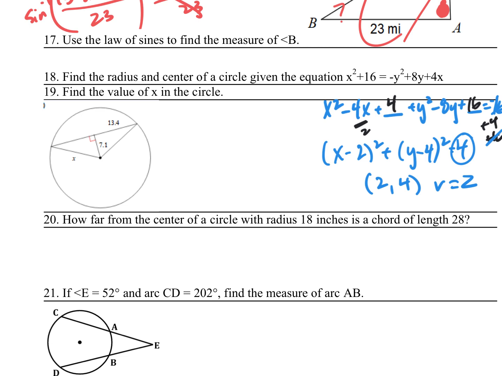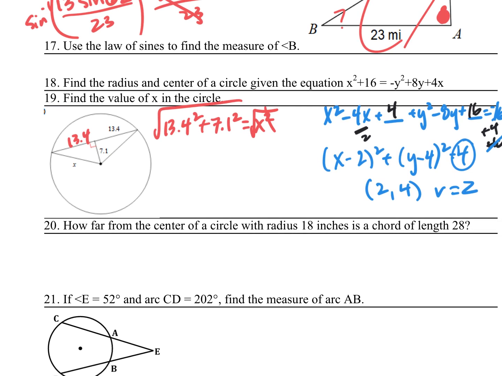On number 19, remember that these are bisected, so that means that this is a right triangle. 13.4 squared plus 7.1 squared equals x squared. So take the square root of both sides and stick that in the calculator. So when I stick that in the calculator, I get about 15.16, which rounds to 15.2, and that's what my x is.